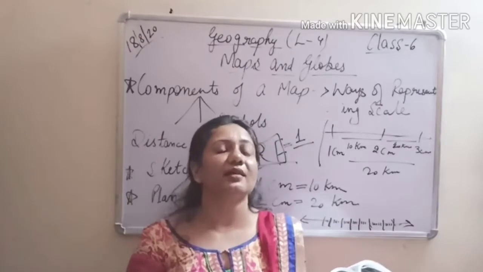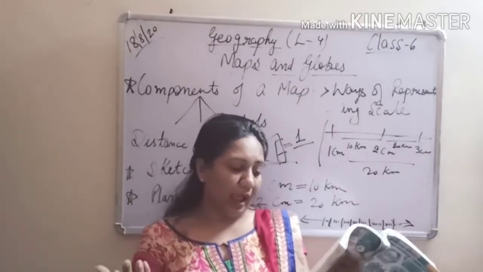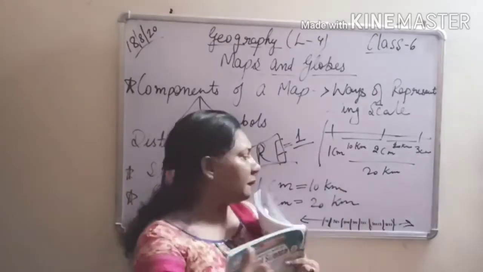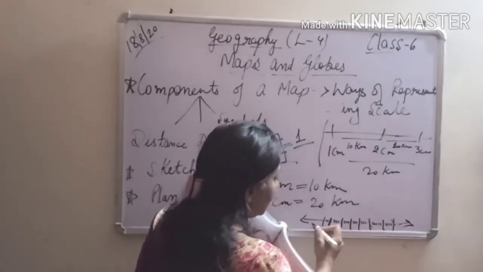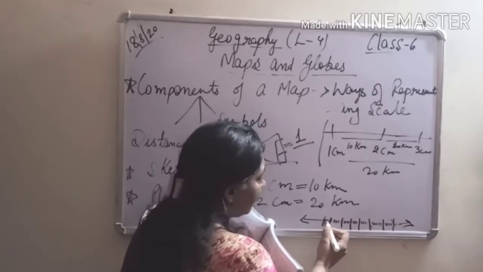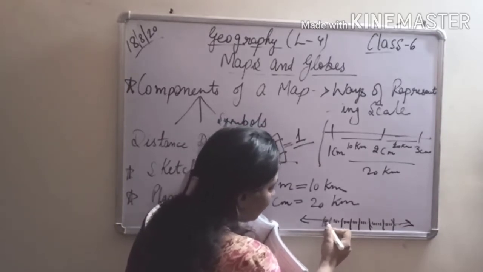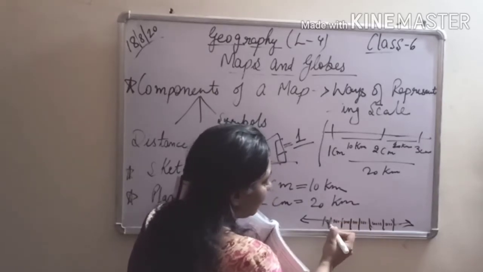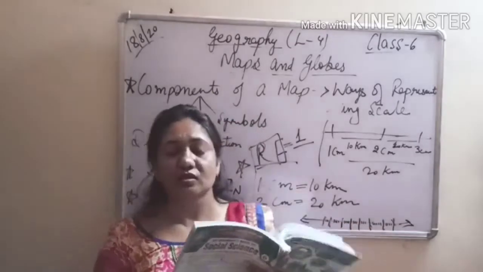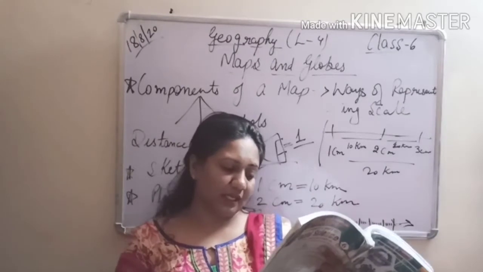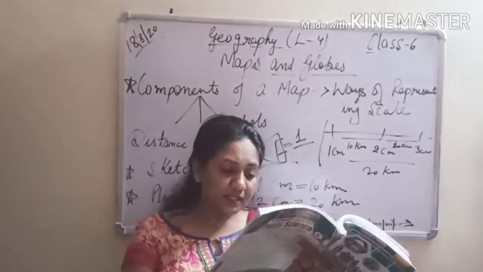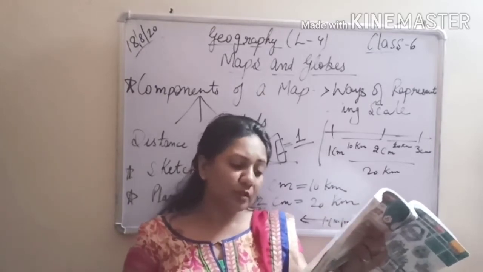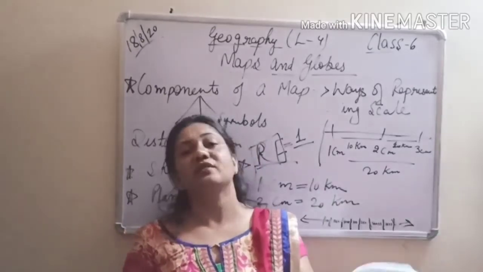You can even call it the graphic method. It is the method in which the map distance is represented in the form of a straight line, and there are divisions known as primary divisions, and in between we also have subdivisions. So this is a graphic representation. This scale is helpful in representing distance directly from the map. It also provides the values of the relevant ground distances.